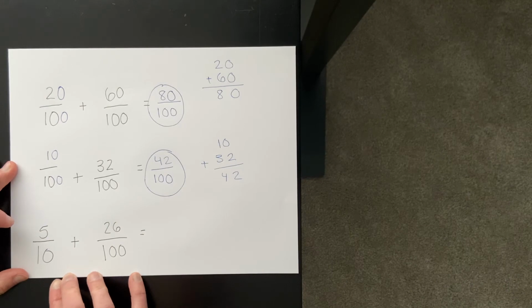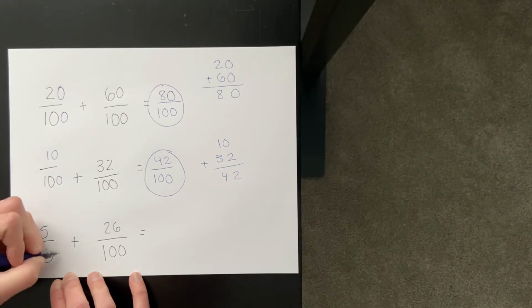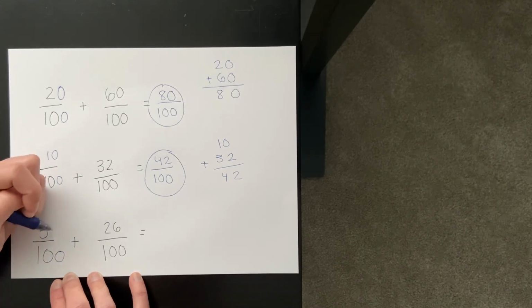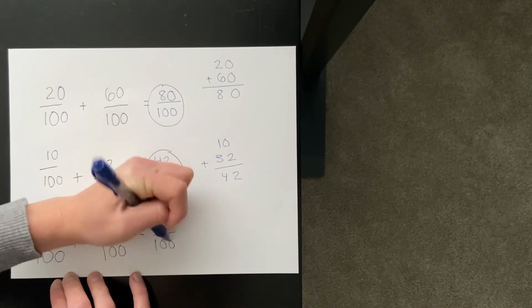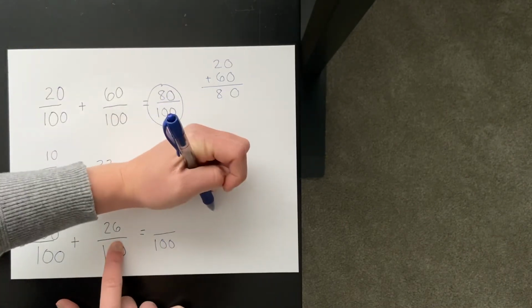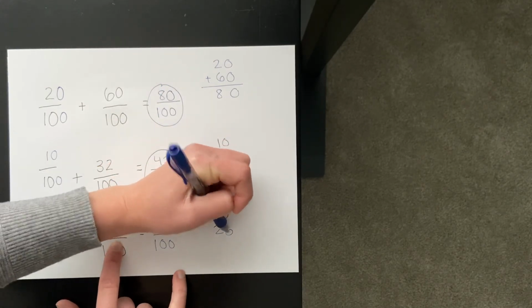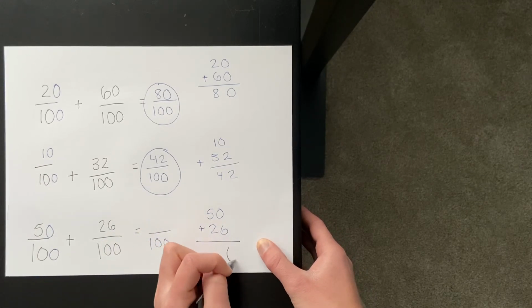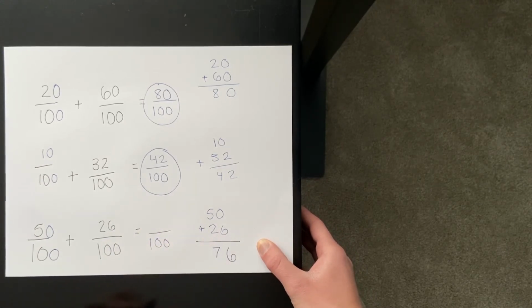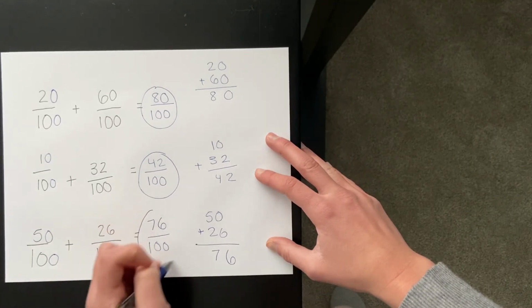We're going to do the same thing for the last one. 5/10 plus 26/100. We need to add a 0 to the bottom, and we need to add a 0 to the top. Again, 100, and then we're going to add up the numerators. 76/100 is your answer.